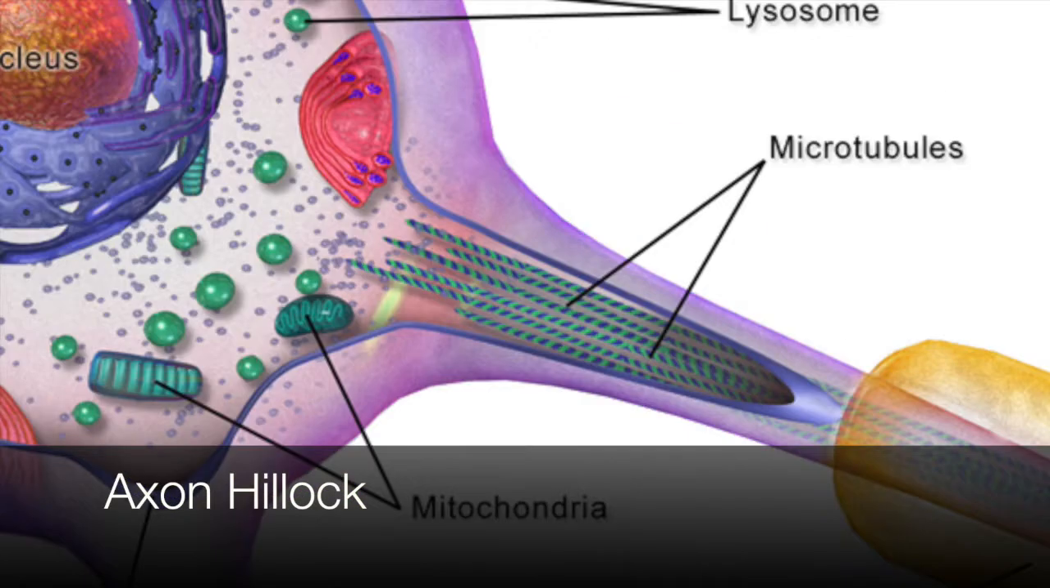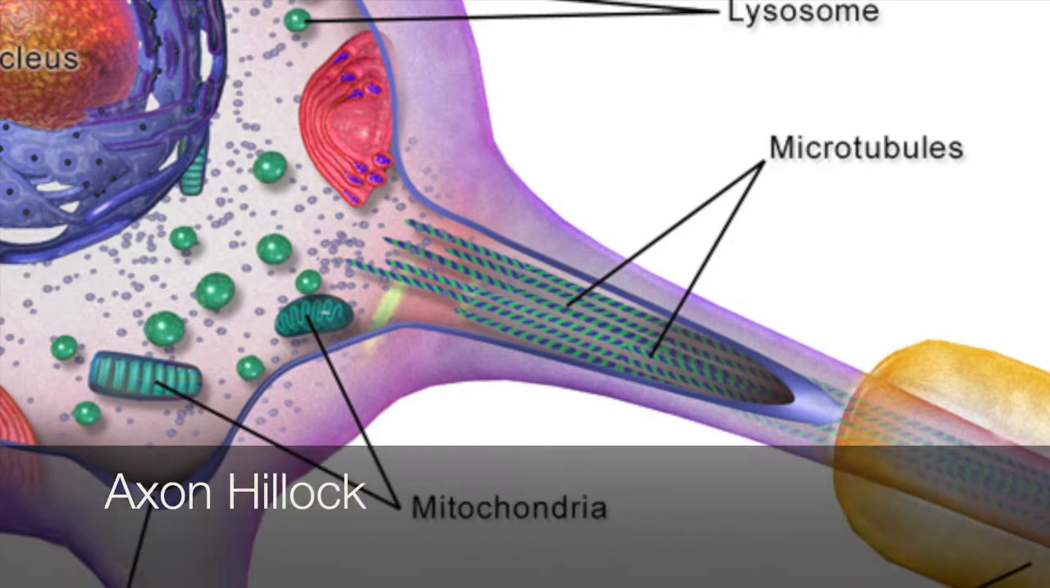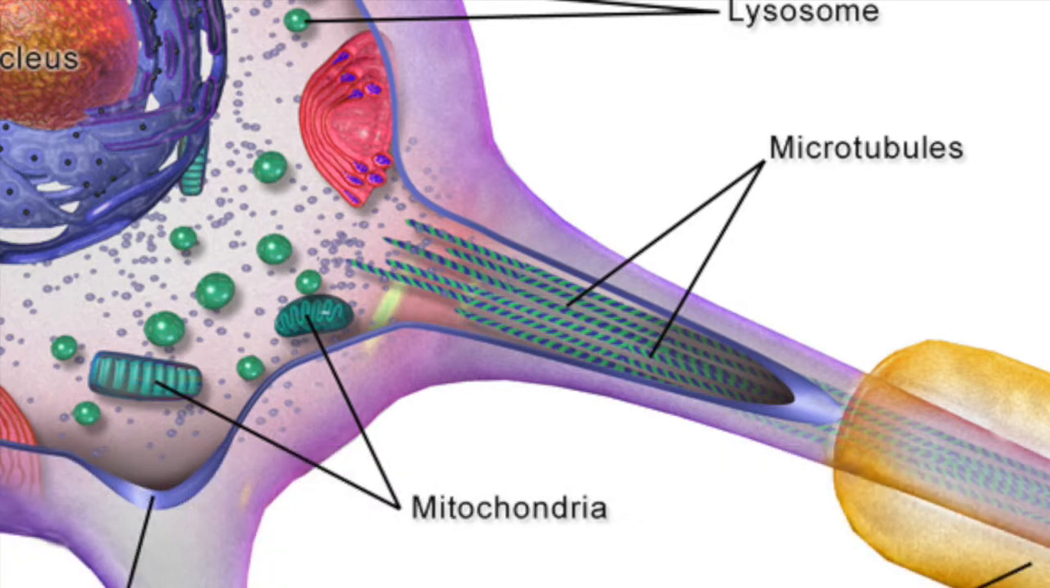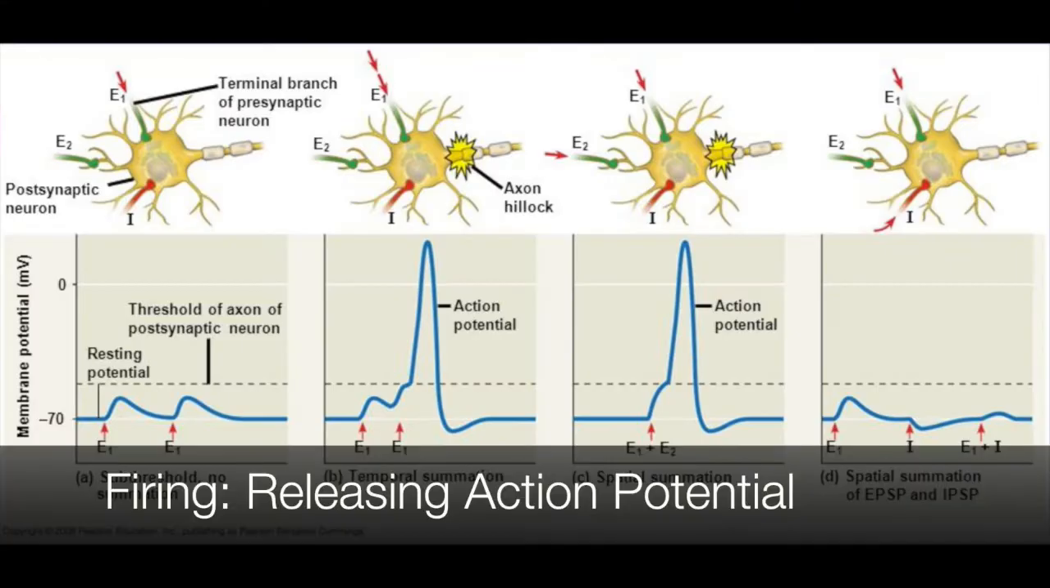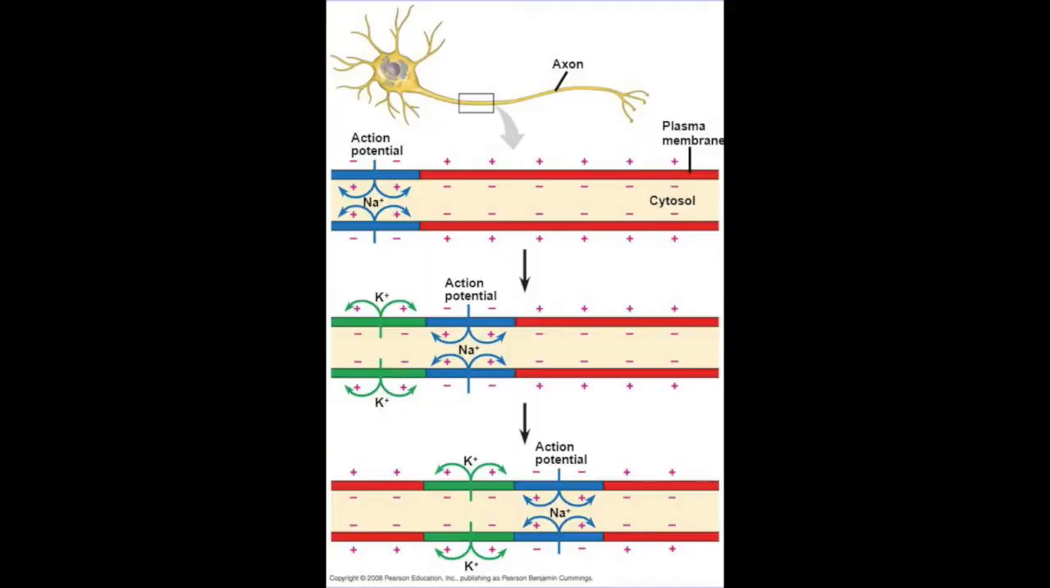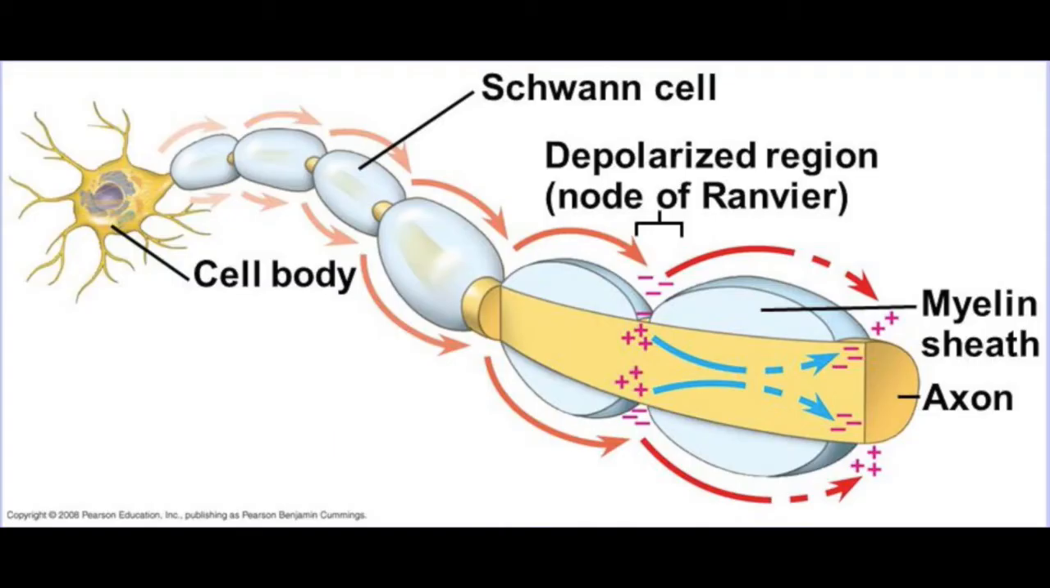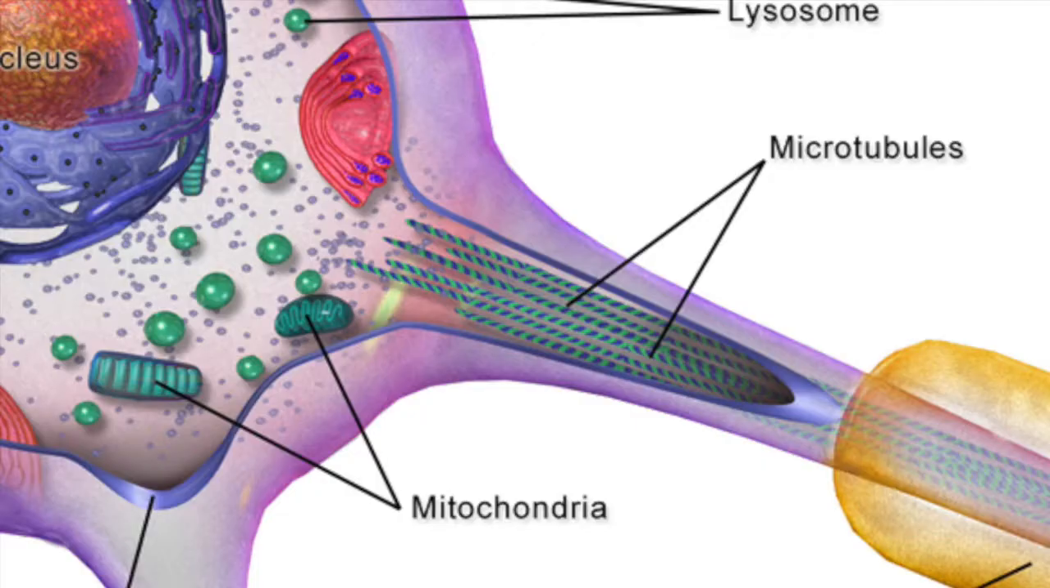The next part's the axon hillock. Neurons fire by competition between these positive and negative inputs. So positive to excite, negative to inhibit. And the positive increases the voltage and the negative decreases the voltage. Firing is called releasing an action potential into the axon, through the axon, to the axon terminals, and then to the synapses. Firing occurs right here at the axon hillock.